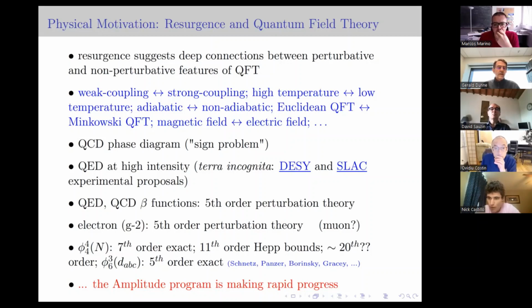And the recent tropical Monte Carlo methods of Oliver Schnetz and Michi Borinsky suggest that numerically 20th order would be accessible if necessary. The phi-cube theory in 6 dimensions with various couplings, which has a lot of applications in field theory, but also in condensed matter physics, is currently known to 5th order, exactly in closed form.